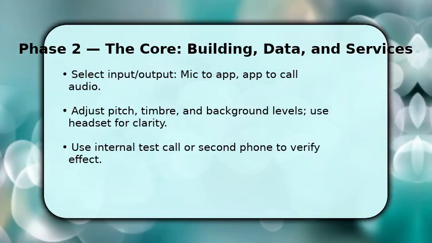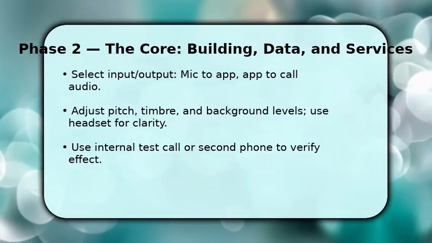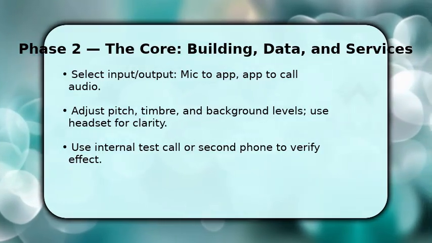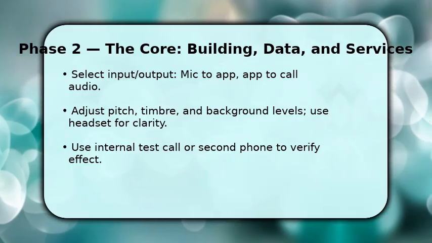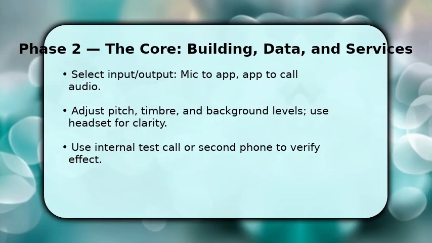Then tweak pitch and timbre sliders. Small changes go far, while reducing background effects to avoid muffling. If available, enable call integration or accessibility audio capture. These settings let the app inject processed audio into regular calls.